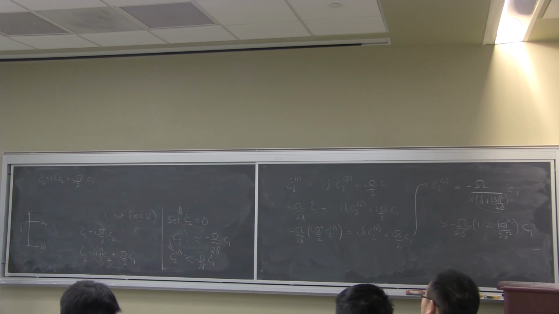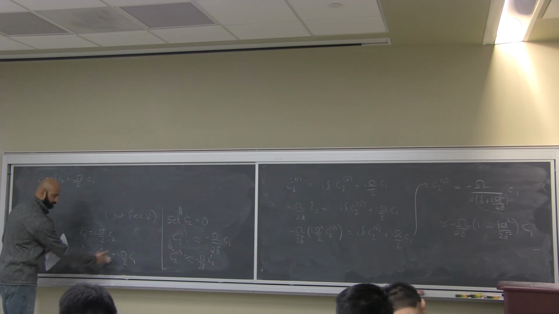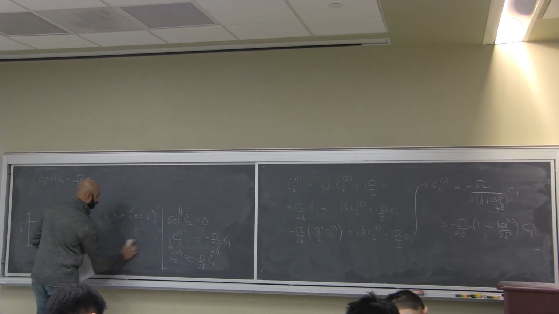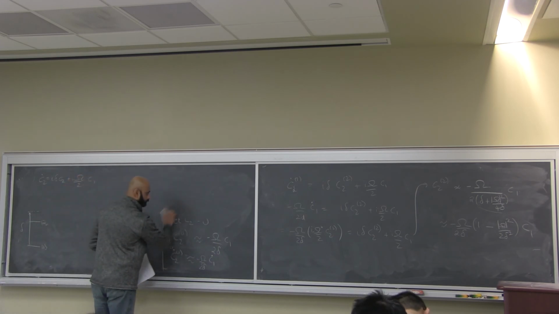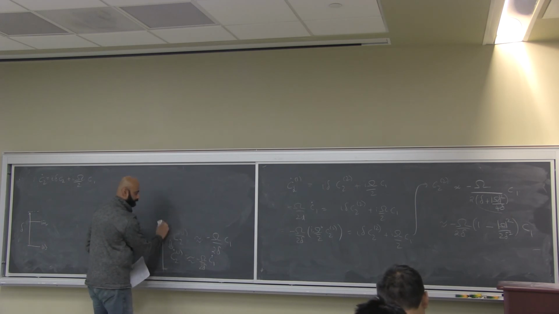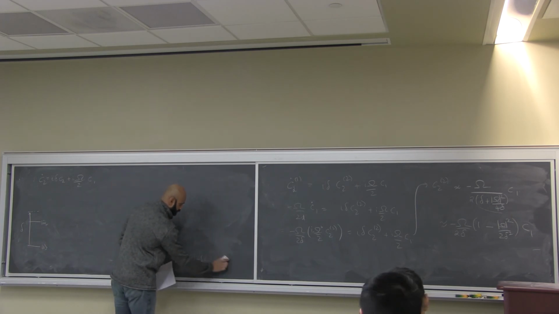To formally integrate it, let me erase the rest of this. I don't need it anymore. Remember, the trick started with setting C2 dot equal to 0. That's what we're going to try to show comes out of this approximation.